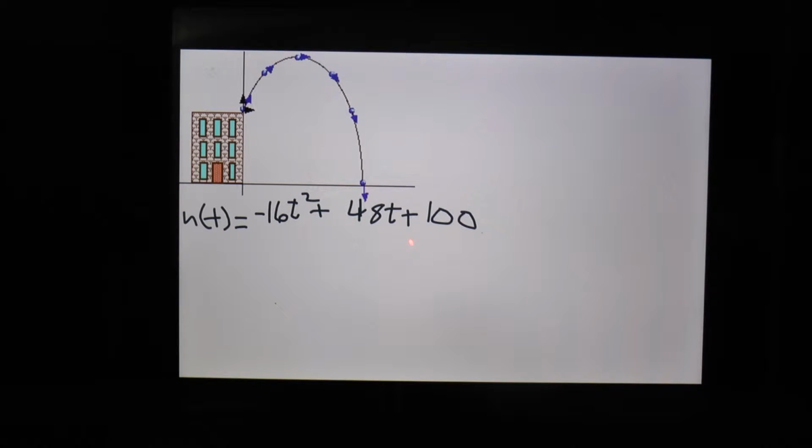So negative 16 would represent the force of gravity onto the ball. 48 would be the acceleration at which the ball is traveling, and the plus 100 would be how tall the building was that they threw it off of.